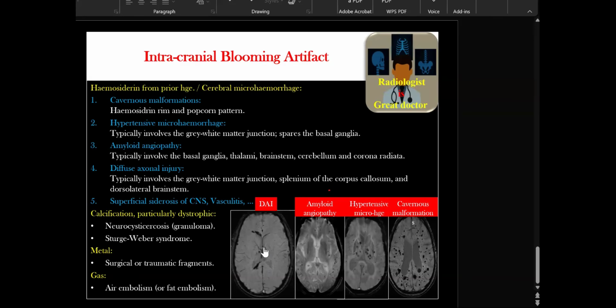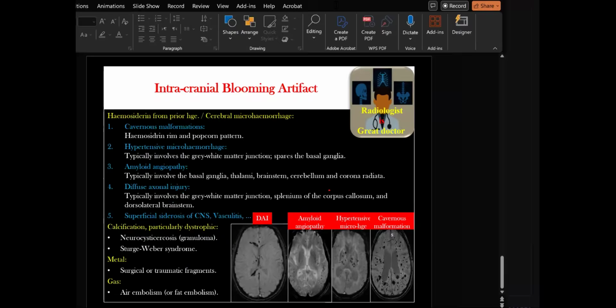Other causes include metastasis. If the patient has a fracture in the lower limb, it can cause fat emboli. Fat or air embolism can also induce blooming artifacts. Okay.